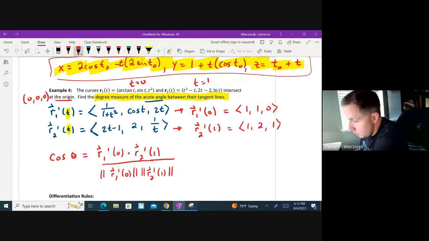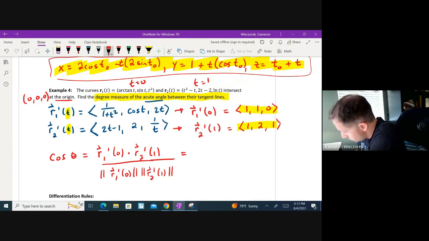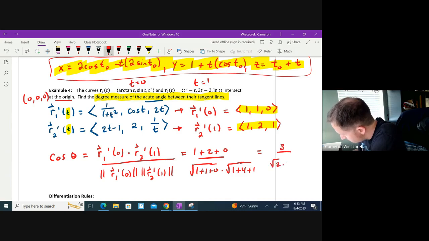Okay, taking the dot product of the vectors up here, I get 1 times 1 plus 1 times 2 plus 0 times 1. So 1 plus 2 plus 0, over the magnitude of r1 prime, which would be the square root of 1 squared plus 1 squared plus 0 squared, so the square root of 1 plus 1 plus 0, times the magnitude of r2 prime at 1. 1 squared is 1, 2 squared is 4, and 1 squared is 1. So we get 3 over rad 2 times rad 6. So 3 over rad 12.